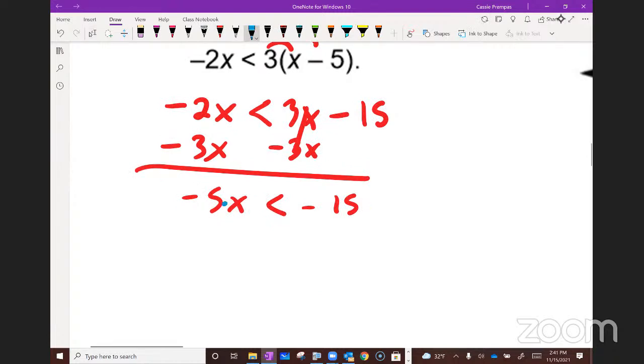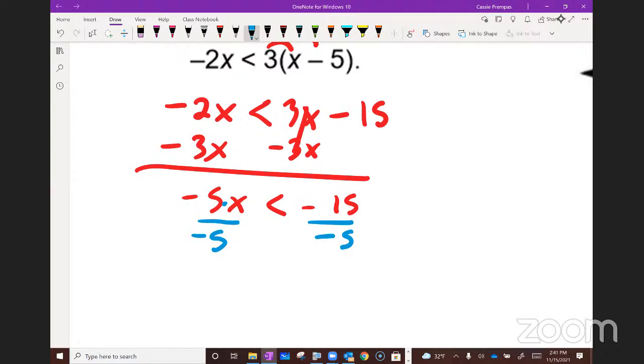What undoes multiplication? Division. Now let me say this pretty loudly. I'm going to divide by a negative. I'm dividing by -5 in an inequality. If you've learned this before in Algebra 1, there should be something sparking your memory about dividing by a negative. Now 3 people know it. Let's see if we can get half the class to know it.